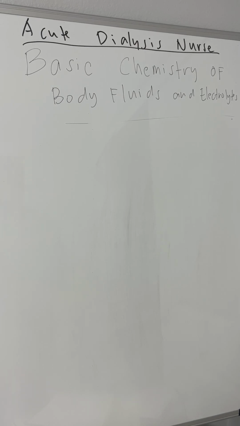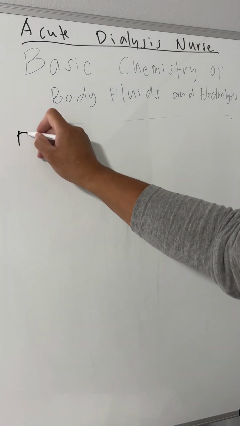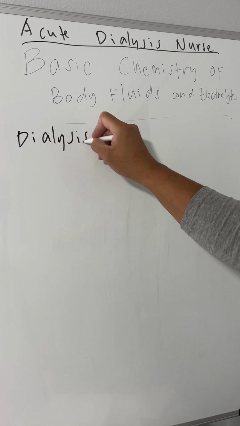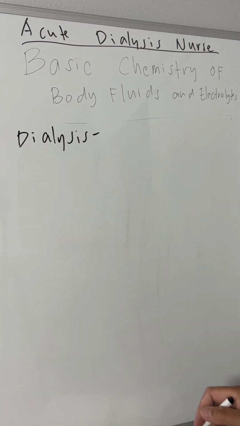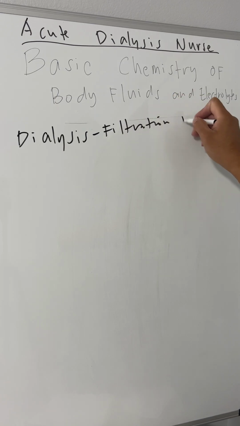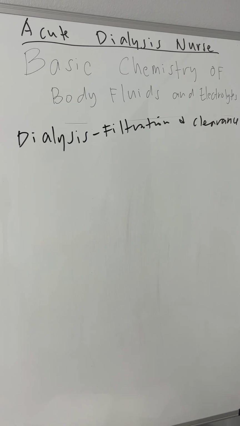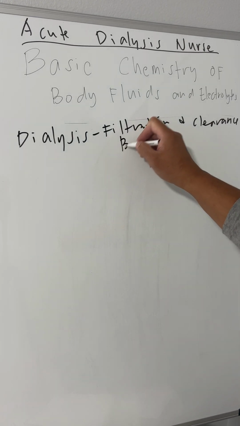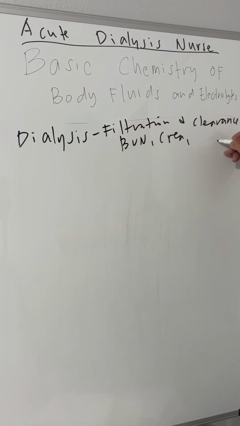This is your acute dialysis nurse, and today's lecture is about basic chemistry of body fluids and electrolytes. So let's define some terms. First is dialysis. What does dialysis mean? It's about filtration and clearance. So it filters or clears the blood of any toxins like the BUN, creatinine, potassium, and some drugs.